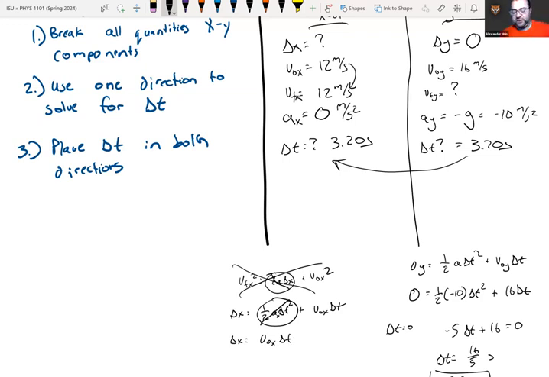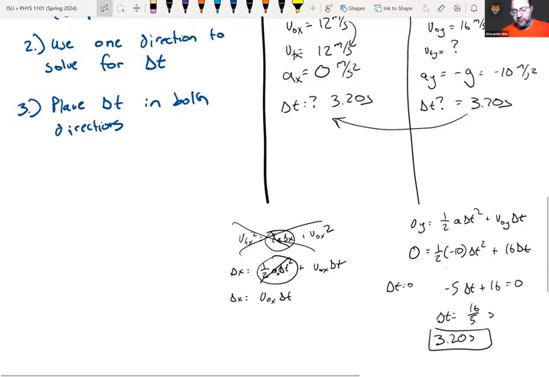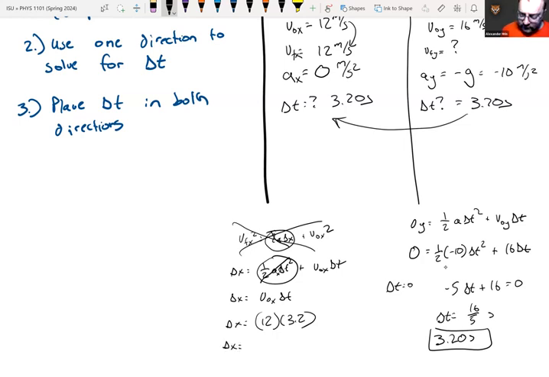This is true if there is 0 acceleration. You could also use the average velocity equation for this if you were so inclined. Your average velocity is just equal to your initial velocity because your velocity never changes. So that would work as well. But in any event, what you get here is delta x equals 12 times 3.2. And from there, you get delta x equals 38.4 meters.